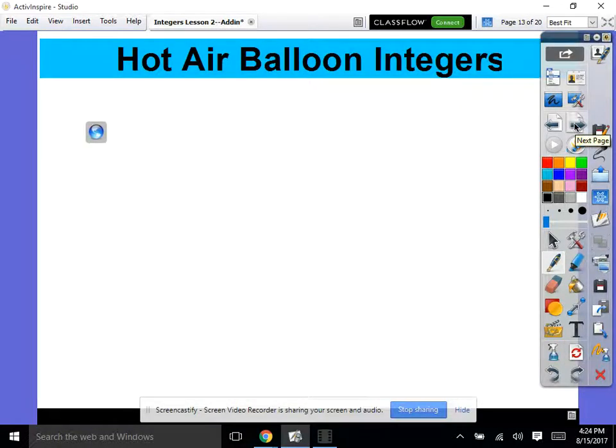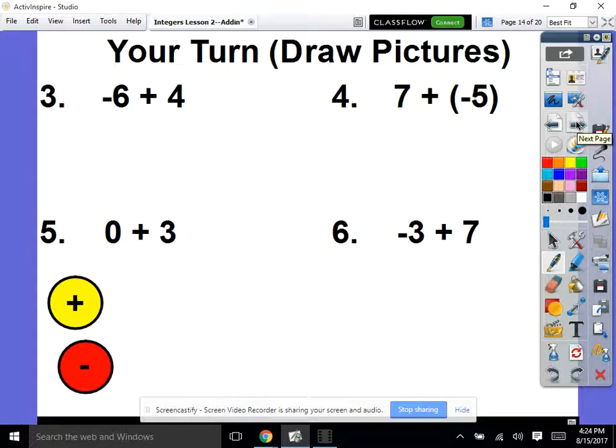All right, once again, we'll look at the hot air balloon integers tomorrow. Here's a your turn, and I want you to draw pictures. Draw circles with plus signs and minus signs, you don't have to use different colored ink, and be ready to discuss them in your answers tomorrow. Make sure that you cancel out your zero pairs, which makes 0.